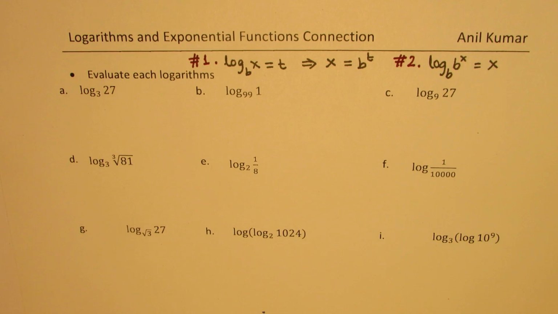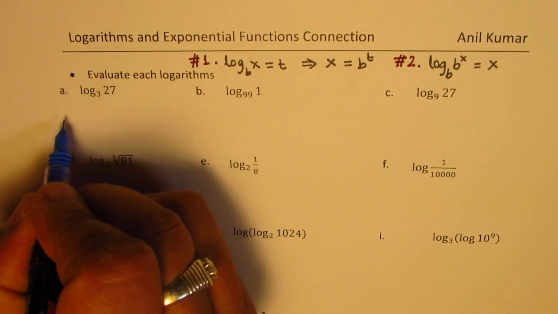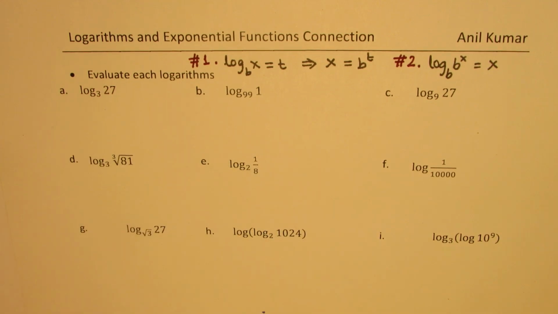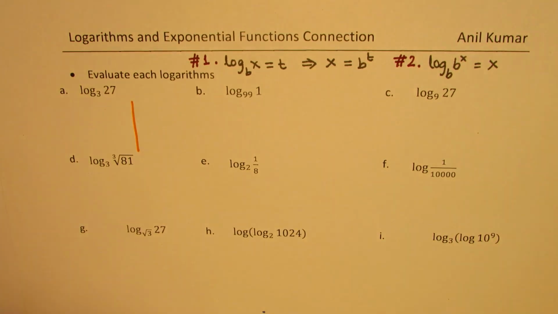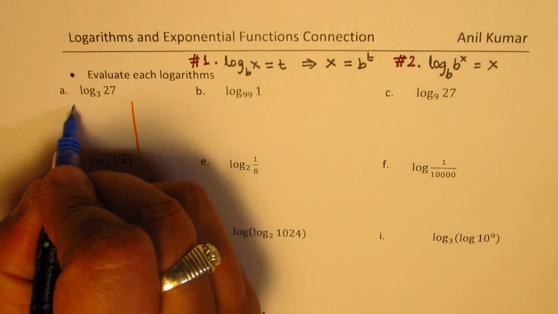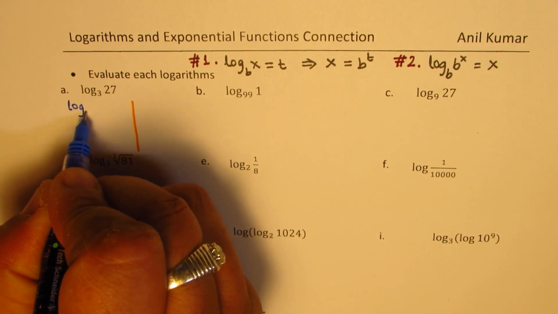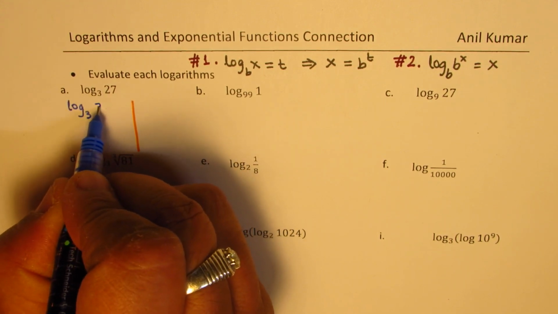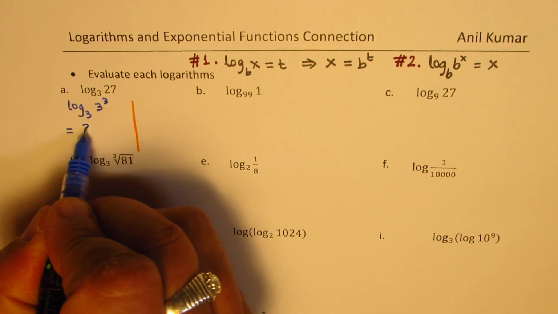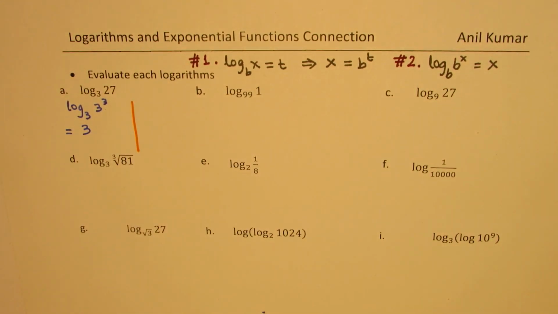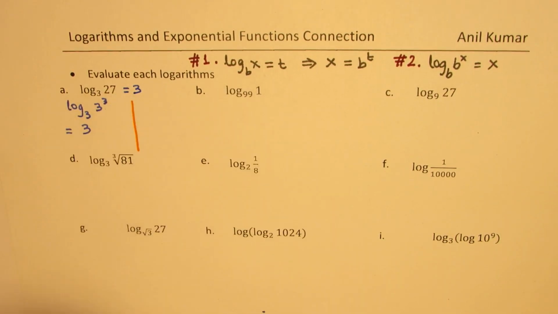So let me show you these methods here. If I have log to the base 3 of 27, I could actually show you both the methods here so that it's absolutely clear, and we can adopt any one of these methods. We could write this as log to the base 3 of 3 cubed, right? So this is equal to 3, right? So we get this answer as 3. Do you see that? So that's so simple, right? So we get this as 3.